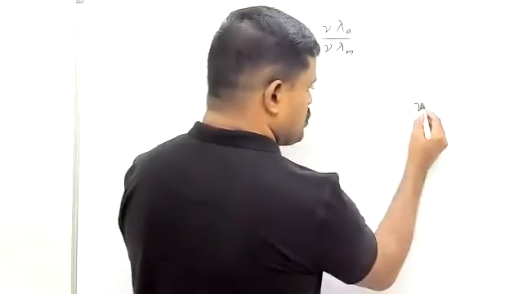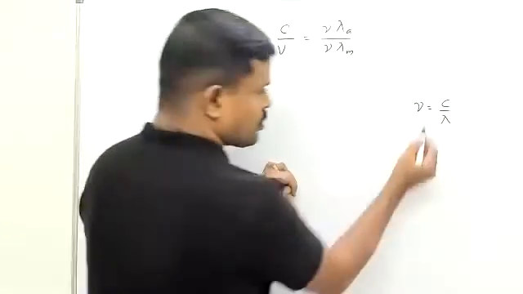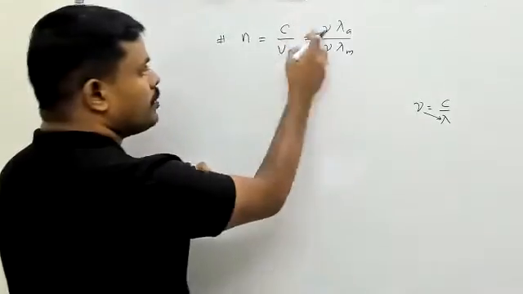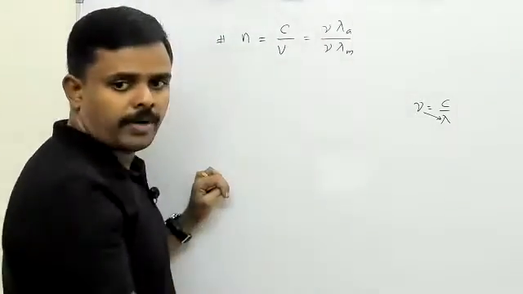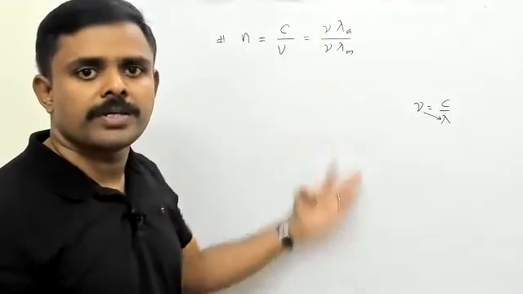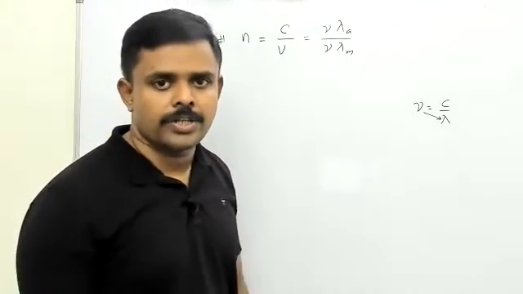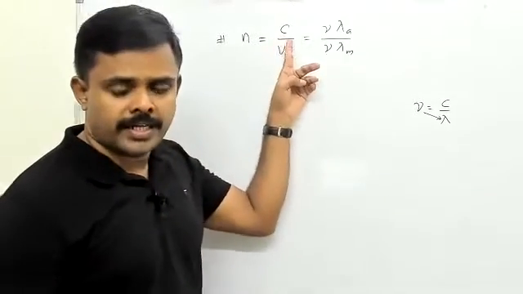Why? Because nu is equal to c by lambda. Hope you remember. So cross multiply, c is equal to nu lambda. Nu lambda air by nu lambda m. Why do I write nu here on both denominator and numerator? Because frequency remains unchanged during refraction. I told you in the beginning, right? Let me repeat.